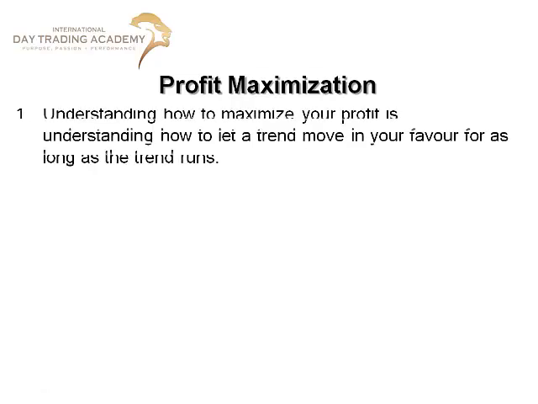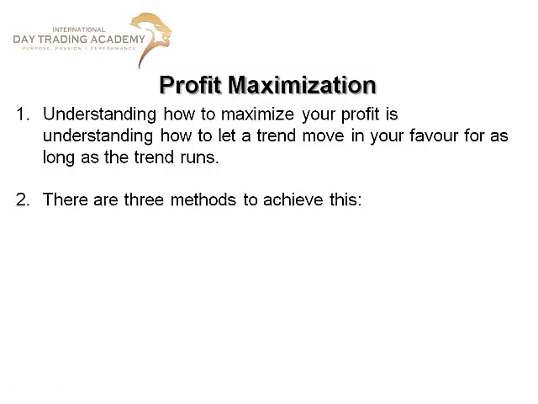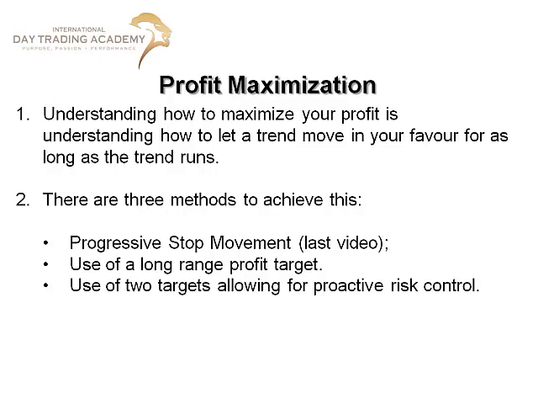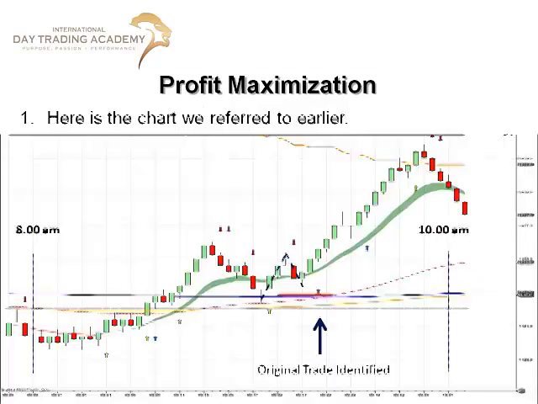Now, profit maximization. Really key point, ladies and gents. Understanding how to maximize your profit is understanding how to let a trend move in your favor for as long as the trend runs. Now, there are 3 methods of achieving profit maximization. The first is a progressive stop loss movement that we actually did in the previous video. The second is the use of a long-range profit target, which I'm going to do on the next chart, but also the use of 2 targets, which allows for a really cool little phenomenon we refer to in the course as a proactive risk control strategy.